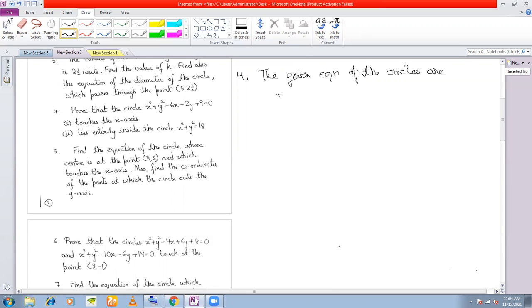First equation given here is x square plus y square minus 6x minus 2y plus 9 is equal to 0. Let's call it 1. And the second equation given to you is x square plus y square is equal to 18. Let's call this number 2. You need to show that circle 1 touches the x-axis. Okay, so because the equation of the circle is given, we can find out the center and the radius. So let's first find out the center and the radius. So comparing 1 with the general form.